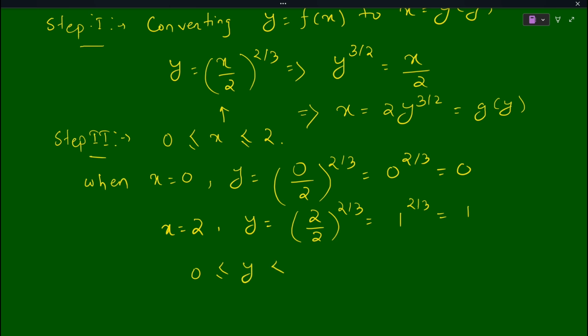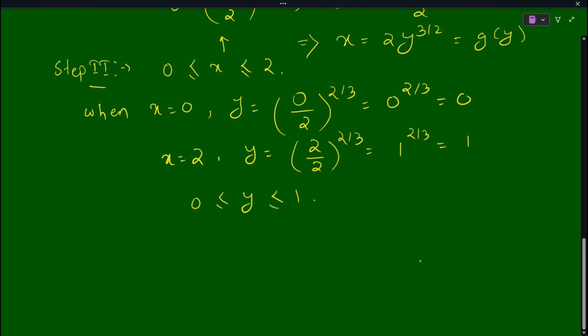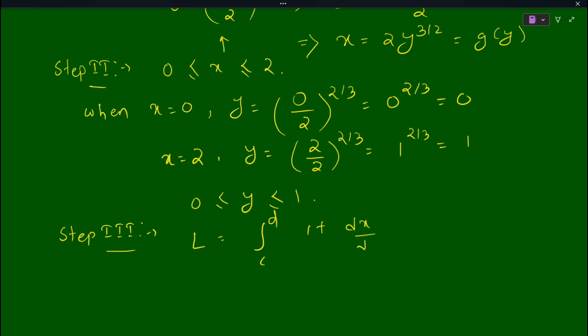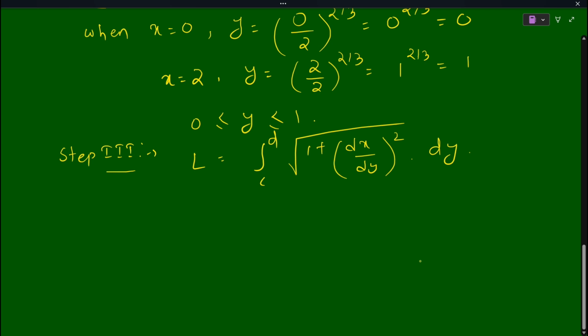So now we will find the arc length. What will be the arc length formula? Here the formula is the integral from c to d of the square root of 1 plus (dx by dy) whole square into dy. Before solving, let's first find the value of dx by dy.